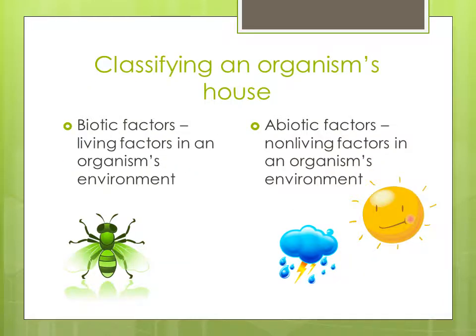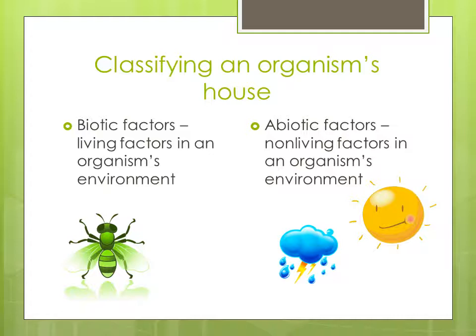Next, we're going to look at classifying an organism's house. Okay, so what are our classifications of the environment when we talk in ecology? One of the major divisions is biotic factors versus abiotic factors. So make sure you get this down, this division in how we think of the factors that affect a living organism. Biotic factors are living factors in an organism's environment. I put a green hornet there, but anything living can interact with another living thing and affect what happens to it.